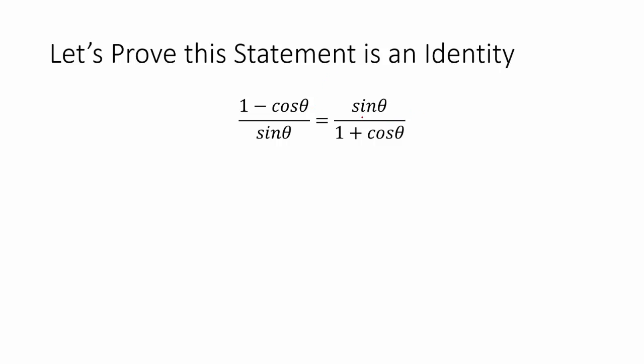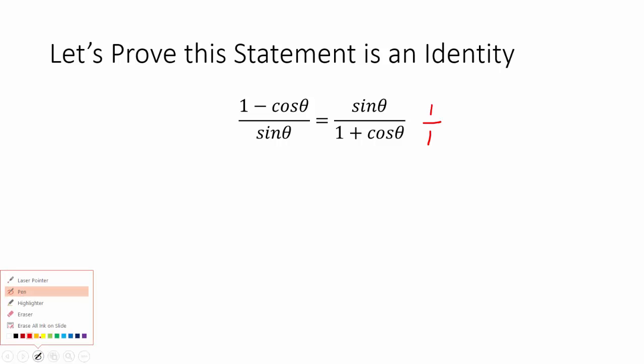So this statement is an identity, and we want to prove that it's an identity. Great. So I'm going to take the right-hand side here and simplify it, and I'm going to make the right-hand side look like the left-hand side. So now I'm going to multiply the right-hand side by 1. But if I multiplied the right-hand side by 1 over 1, that's not very interesting, because I would just get sine of theta over 1 plus cosine theta, which is what I'm looking at there.